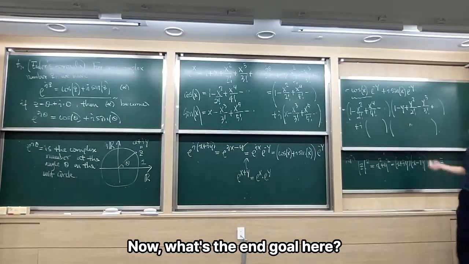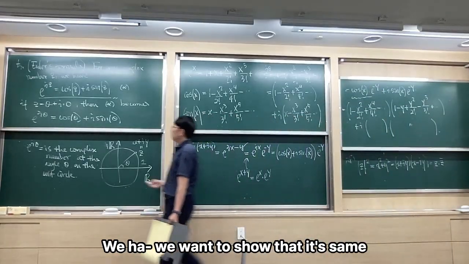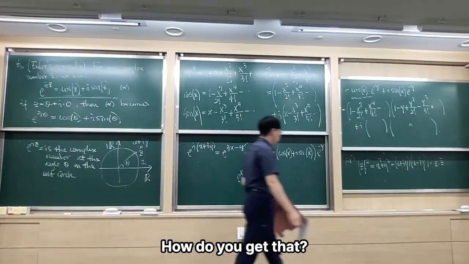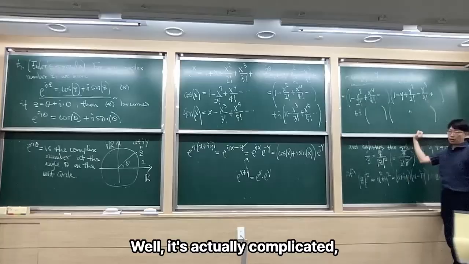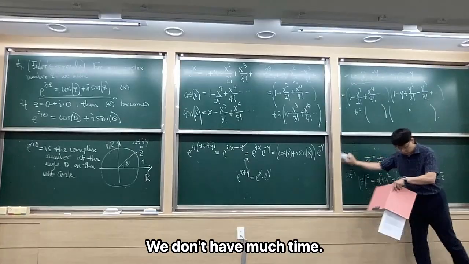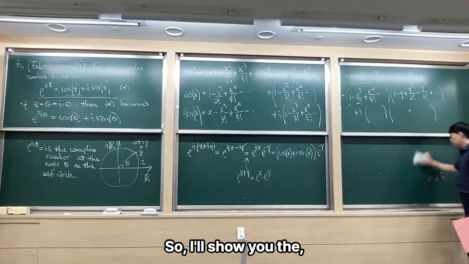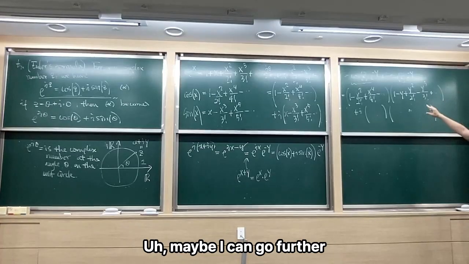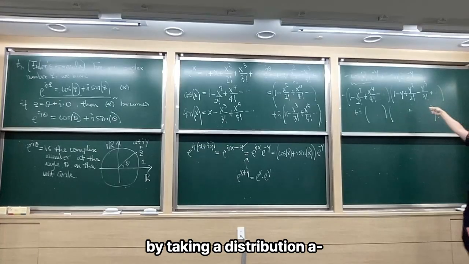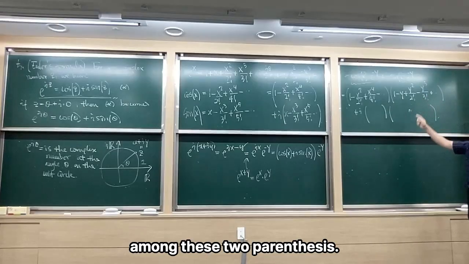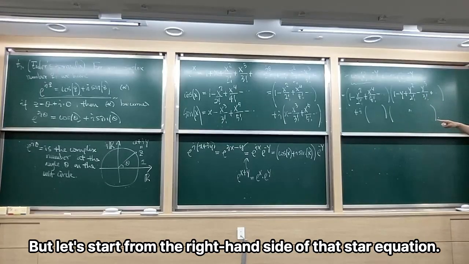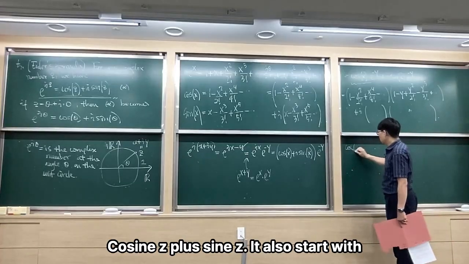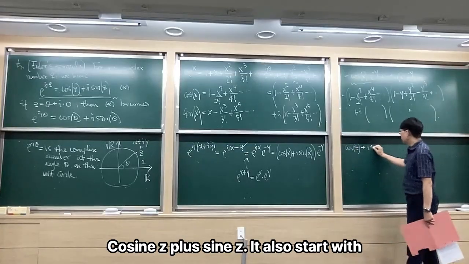Now, what's the end goal here? We want to show that it's the same as cosine z plus i sine z. How do you get that? Well, it's actually complicated, so I'm not going to finish all the computation. We don't have much time. So I'll show you the way it should go. This is as far as I got. I can go further by taking a distribution among these two parentheses. But let's start from the right-hand side of that star equation. So what is cosine z here? Cosine z plus i sine z.